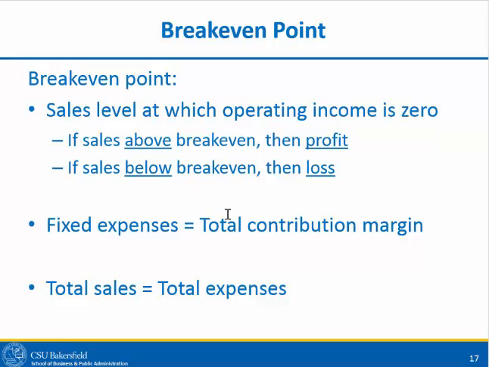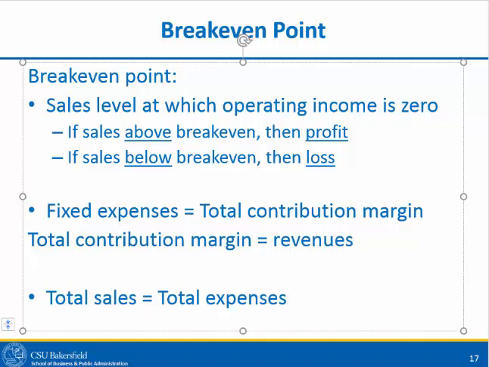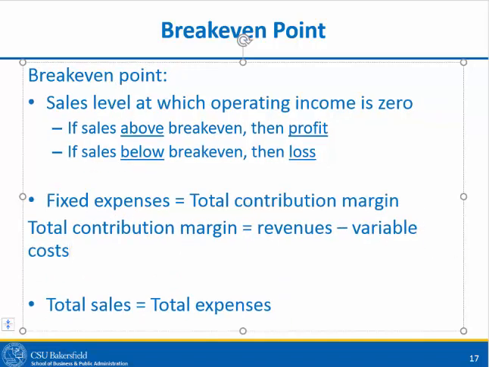You earn nothing. So the fixed expenses equal total contribution margin. That's very important because you can see that total contribution margin is nothing but revenues minus variable costs. So the idea is the revenues minus variable costs should be the same as the fixed costs when you have break-even.